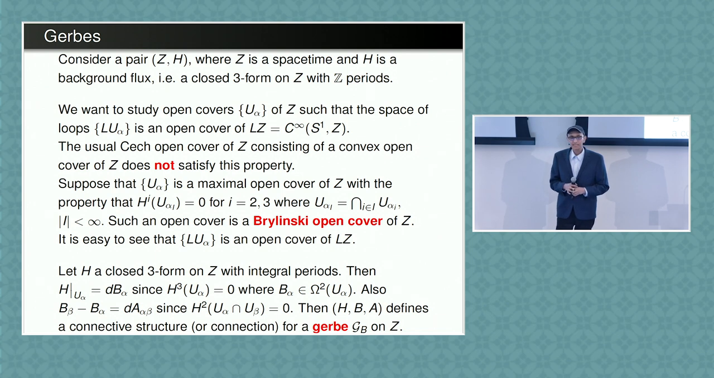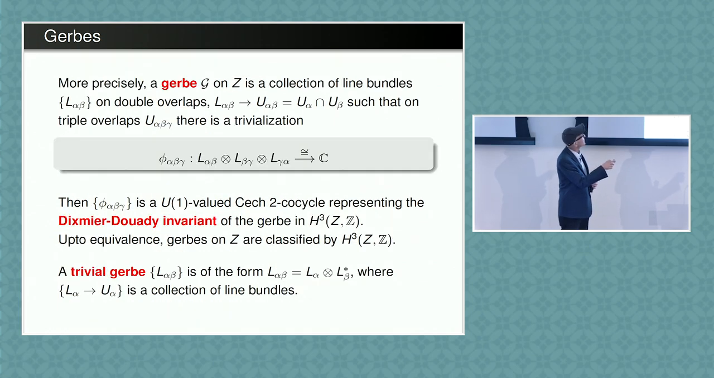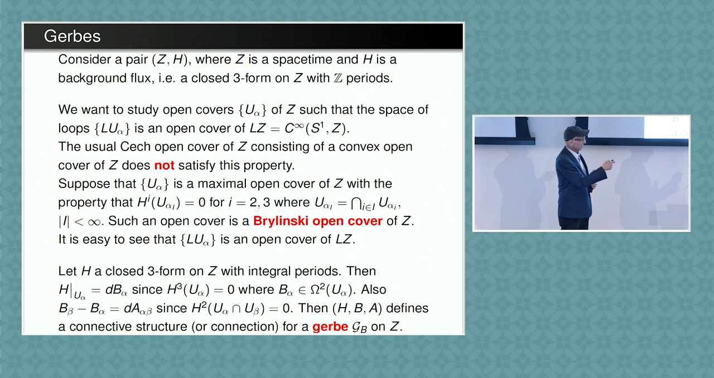So first, let me start off with some basics, which all of you probably know, but it's always good to hear it again. So consider the pair Z and H, where Z is space-time and H is a background flux. And I'm going to define a connection on this gerbe. So we study open covers U alpha of Z, such that the space of loops is an open cover of loop space of Z, right? Which is the C infinity of S1 Z.